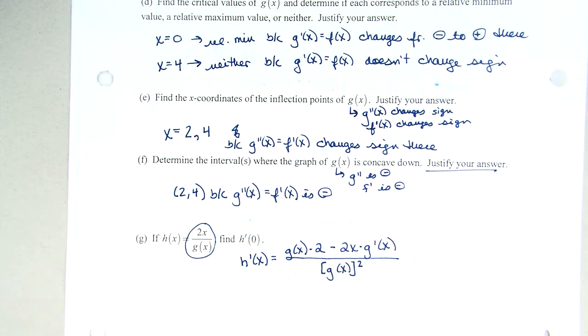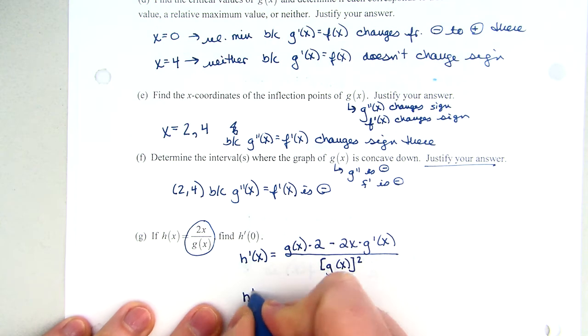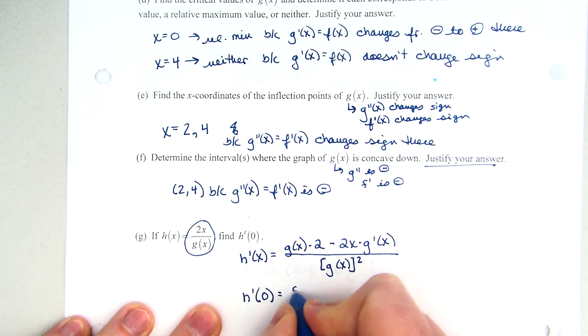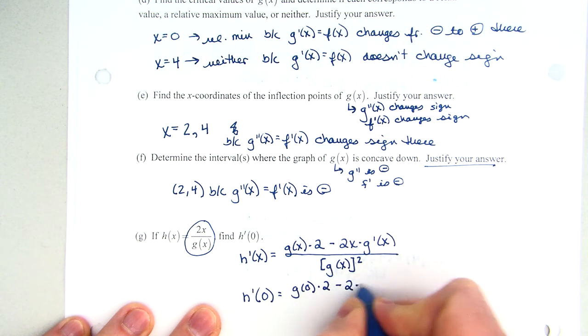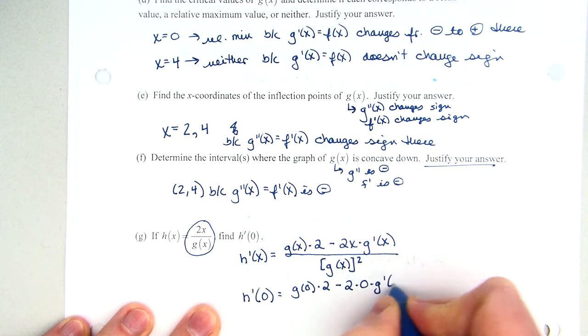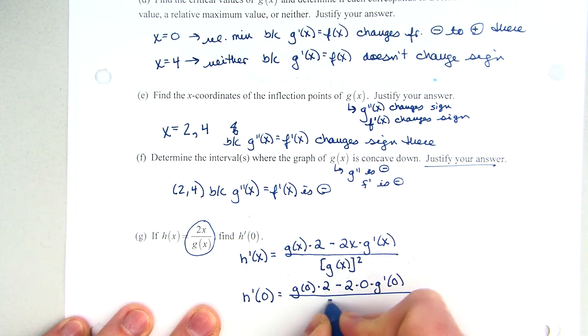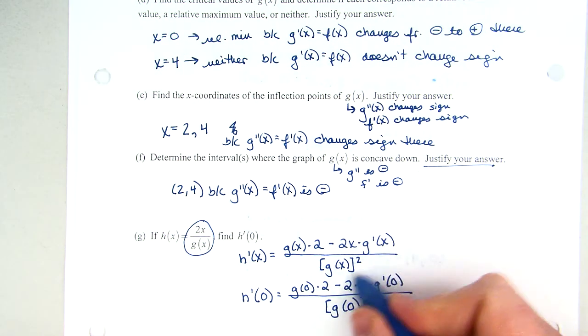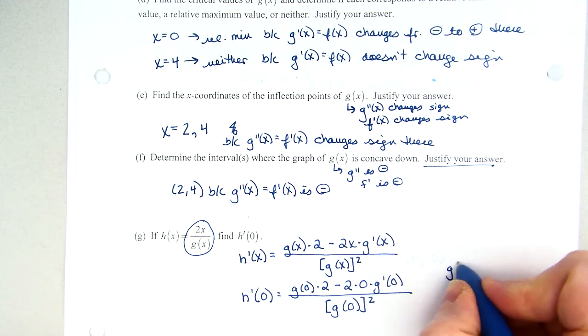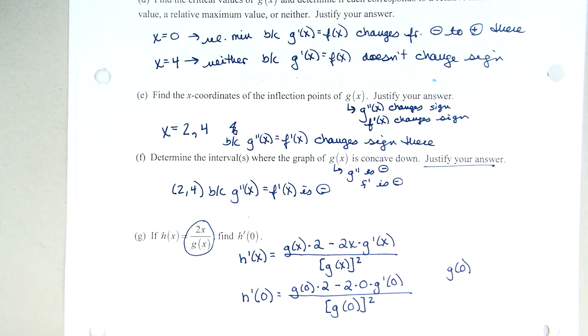H prime of 0 equals g of 0 times 2 minus 2 times 0, that's going to be nice, times g prime of 0, over g of 0 squared. I think all you need to do now is figure out what g of 0 is. I guess also g prime of 0 is 0, but it's not really going to matter so much because that whole piece becomes 0. Go find g of 0.